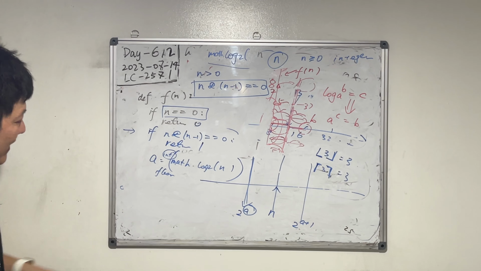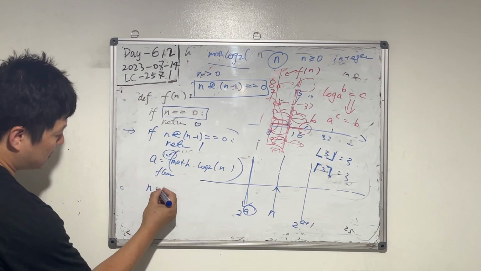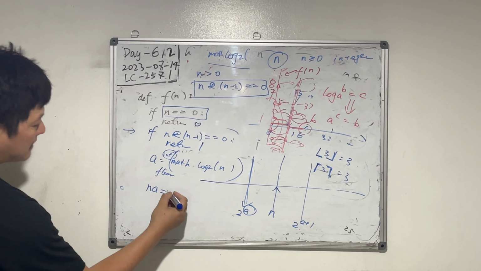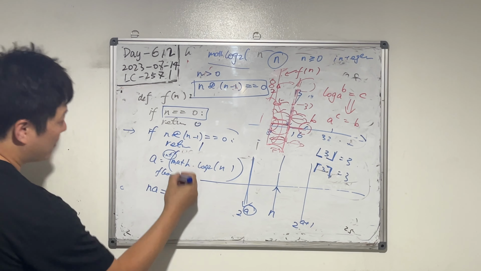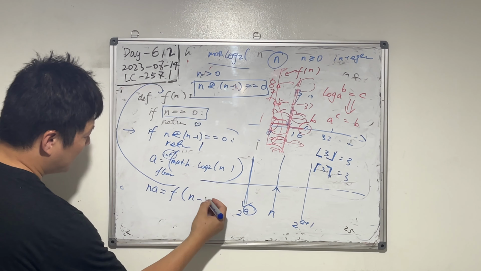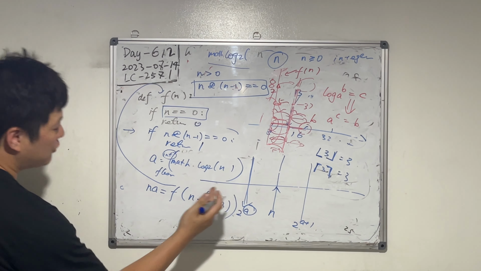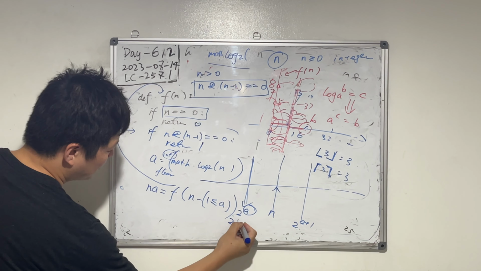Okay? So we got this a. The number of steps of moving to 2 to the power of a is f. We're calling the recursion f. f of n minus 1 shifted to the left a positions. This is basically the same thing as 2 to the power of a, right?